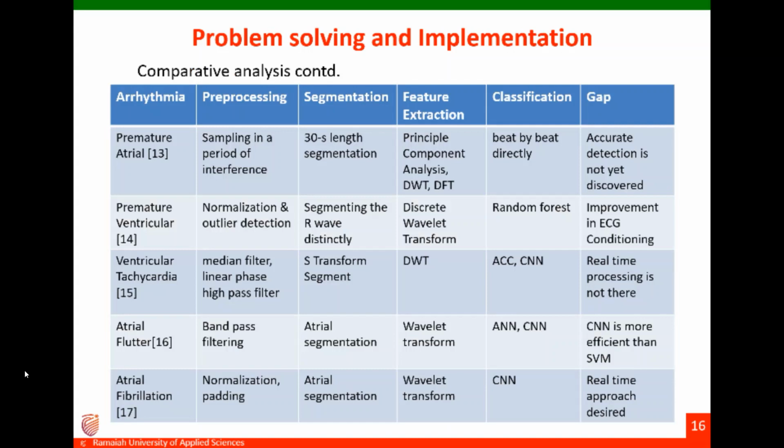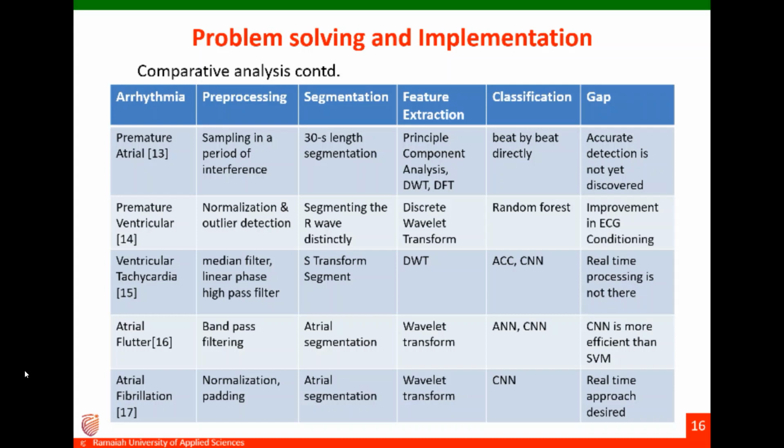So this table gives the comparative analysis of all the techniques that we have studied. That is including the premature atrial. The pre-processing technique for this is sampling, and segmentation is 30-second length segmentation, and the feature extraction includes the DWT most of the time and principal component analysis. The classification is dealt mostly with the beat by beat directly classification, and the problem with this that can be remarked is accurate detection is not yet discovered possibly.